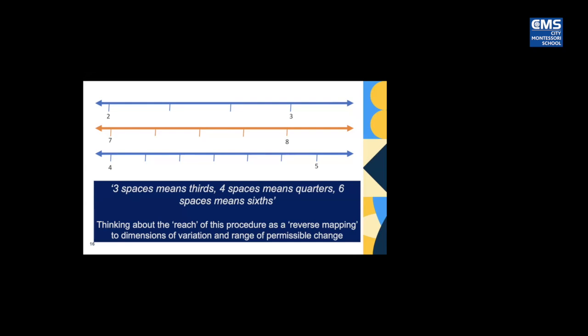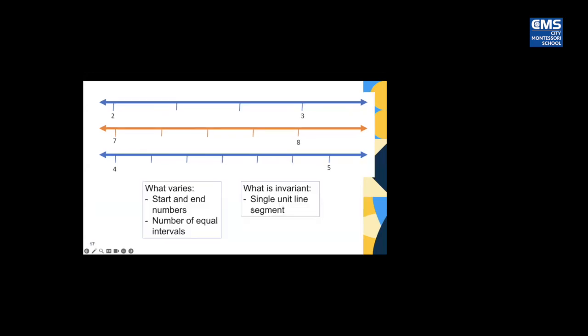And what it led back to me as I was observing this lesson was thinking about the reach of the procedure that's just been offered by the children in this class, and doing a little bit of reverse mapping in terms of the dimensions of variation that the teacher has introduced and the range of permissible change here, in terms of a conversation that we could then go back and have with the teacher. So that's what we then did.